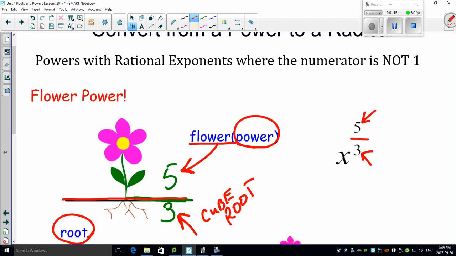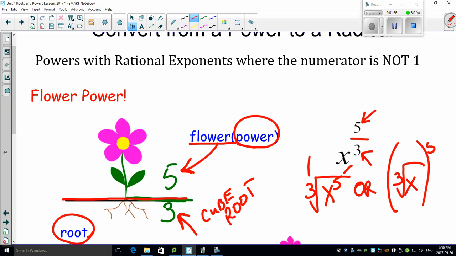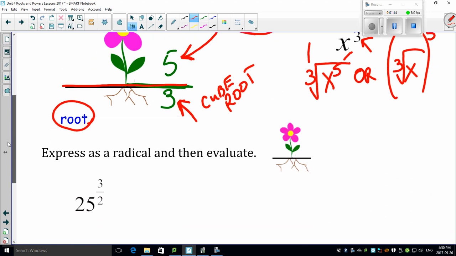So you can write this as the cubed root of x to the 5. There's the power right there. There's the root right there. Or you can write this as the cubed root of x all to the power of 5. Either way, doesn't matter. They're both exactly the same. They'll give you the same result. So what does this mean? Let's keep on going then.